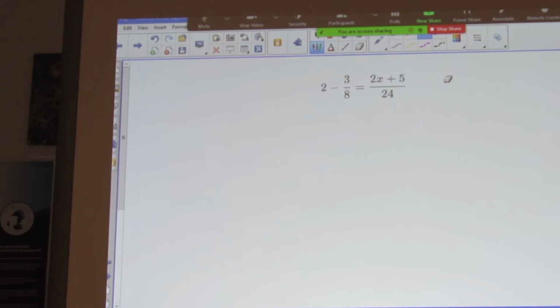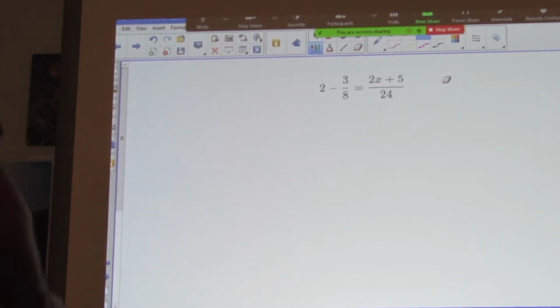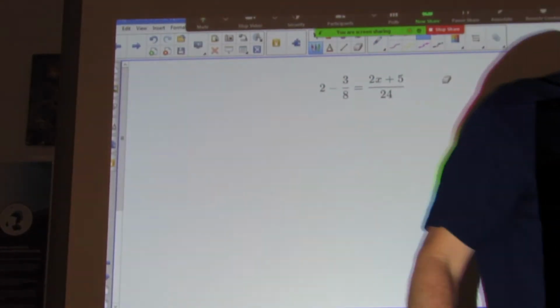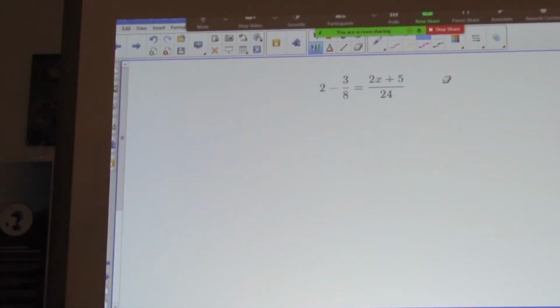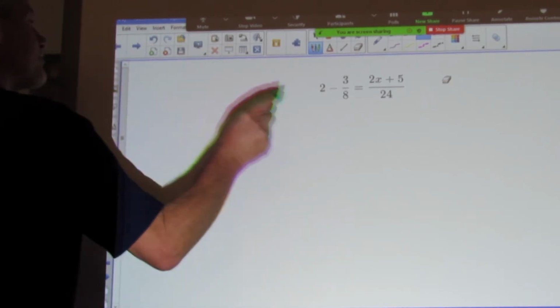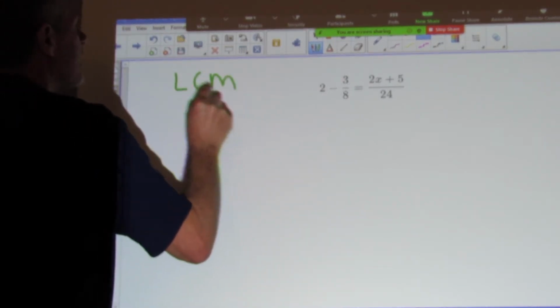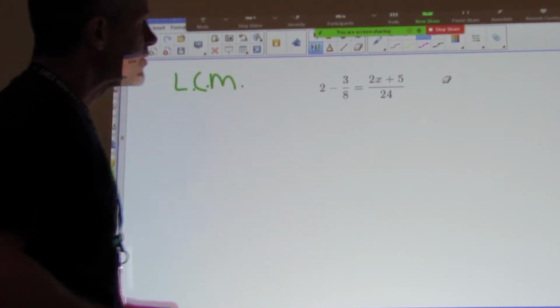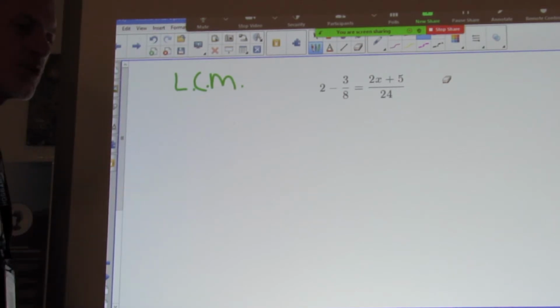All right. Let's take a look at this one. Let's take our time with it. Let's tackle it. Let's decide that it's something we can do. Every time we see fractions in the equation, we want to get that LCM, clear those fractions, and make the equation as simple as we possibly can.